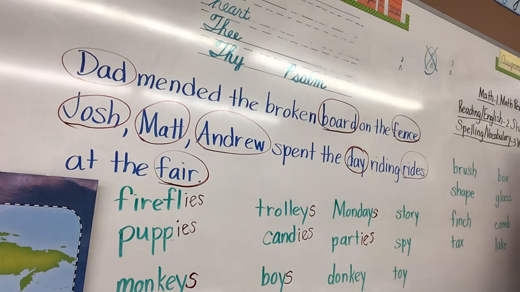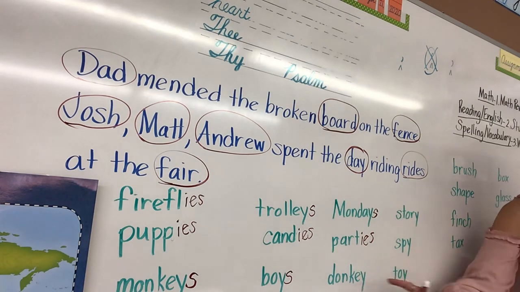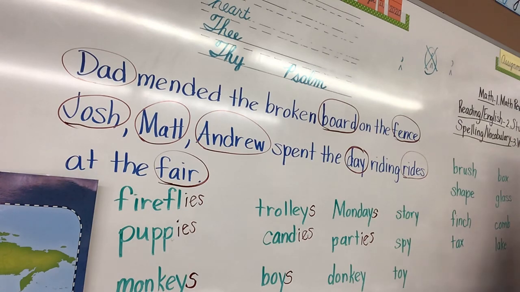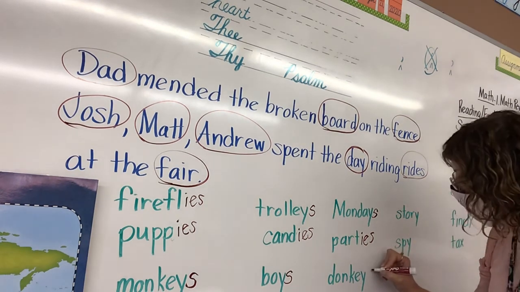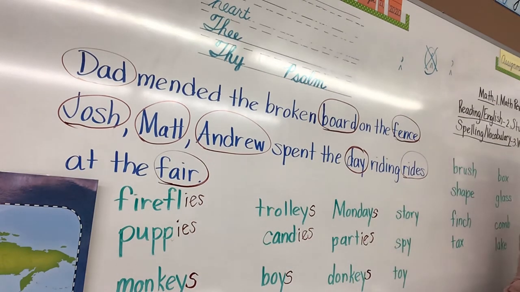What's the next word? Donkey. What's in front of the Y? E, which is a vowel. What does that tell us to do? Just add S.